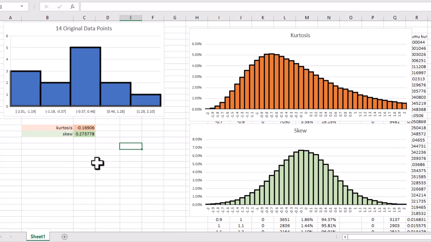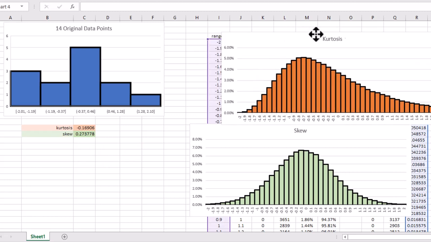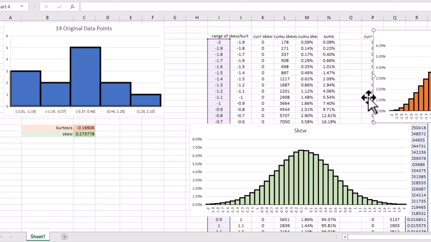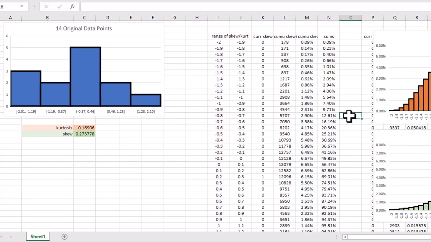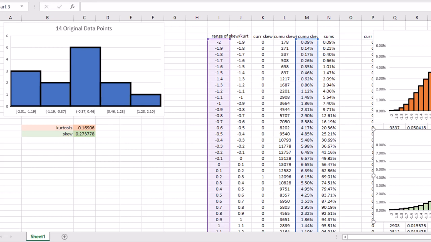So let's take a look. I'll look at the skew first. I need to move these graphs out of the way. This is not the cleanest spreadsheet; I'm going to clean this up for later use. But what you're looking at in this skew graph down here is this column right here, which is the cumulative skew percentages. Don't worry about anything other than that it adds up to 100%. So this is 100% of all possible skew values. You can see that more of them happen towards the middle and few happen off the sides.